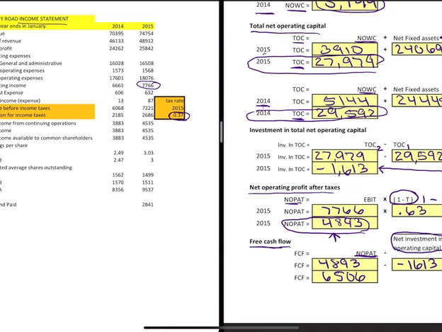So our free cash flow is 6,506. Okay, the next step is to figure out what the firm did with their free cash flow. How did they use their free cash flow?